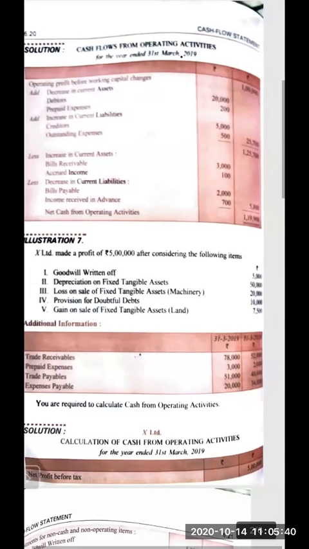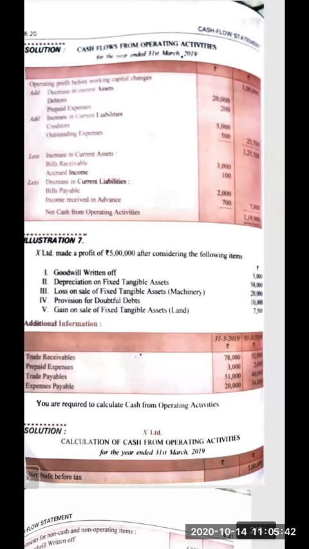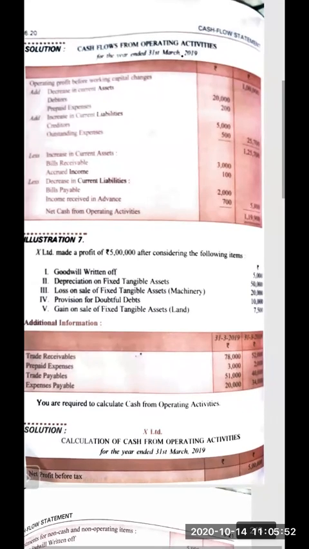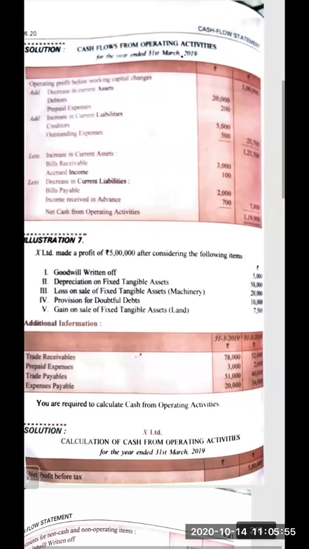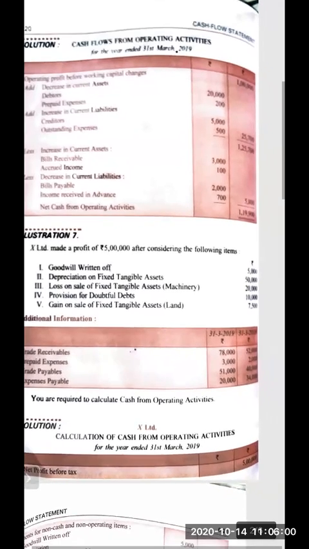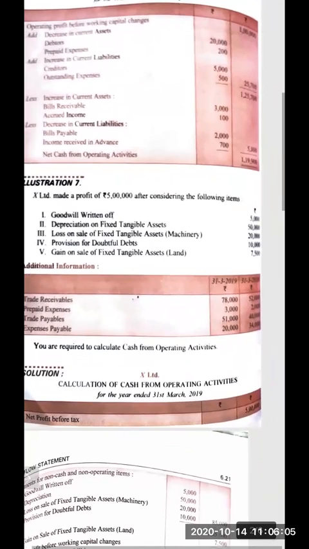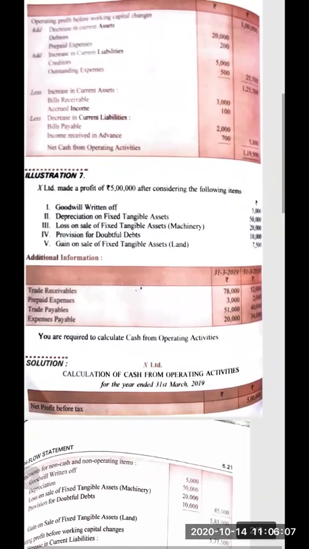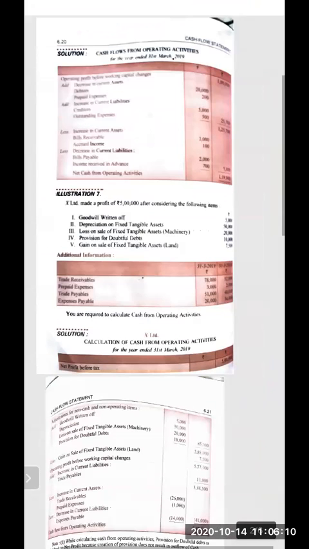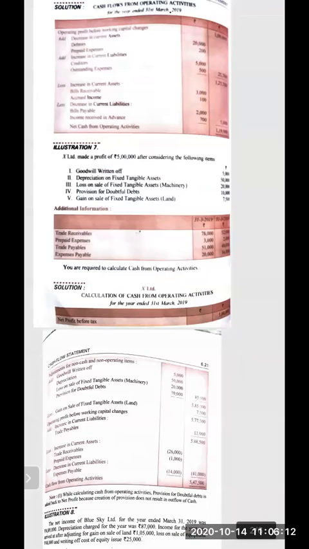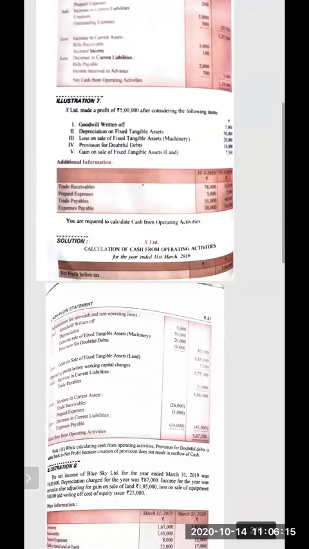Now increase in current assets, that is increase in bills receivable and accrued income, is to be deducted, and decrease in current liability, that is decrease in bills payable and income received in advance, is also to be deducted. By deducting those terms, we will get the net cash from the operating activities. In this way, we can get the net operating profit from the operating activities. But in this question, don't forget, the operating profit before working capital changes is given to us. We have to treat the working capital only in this.